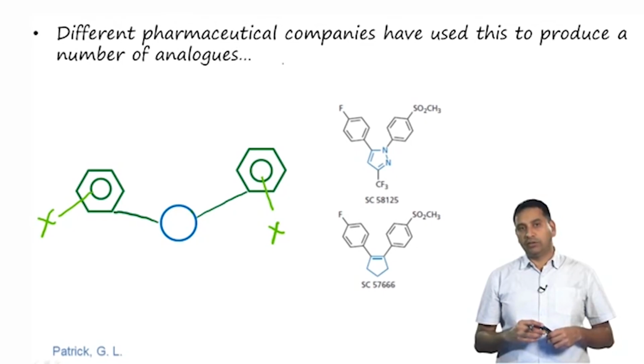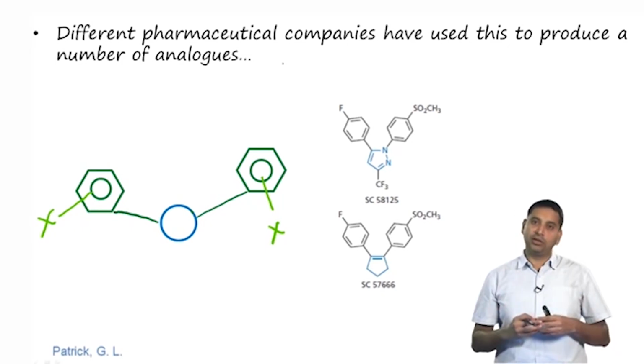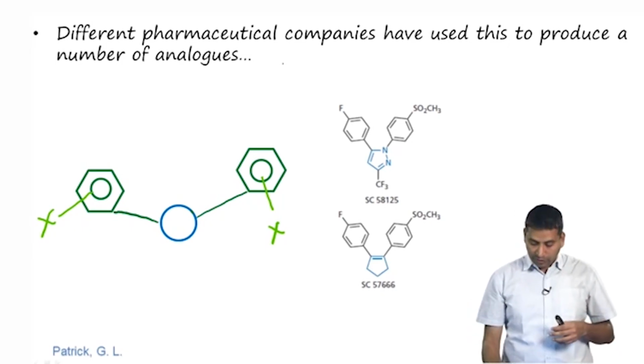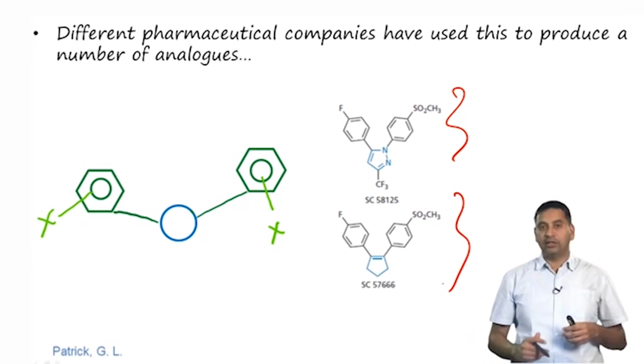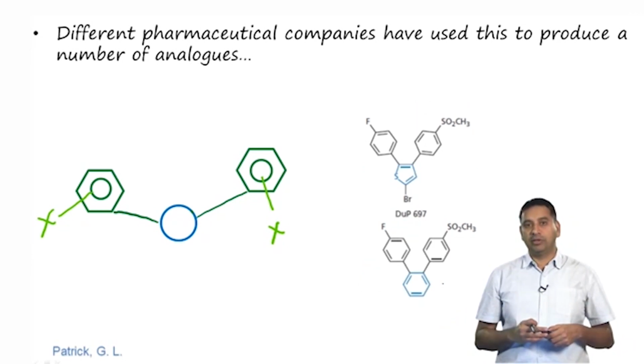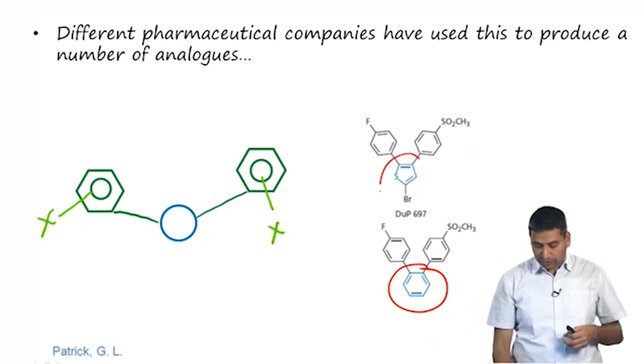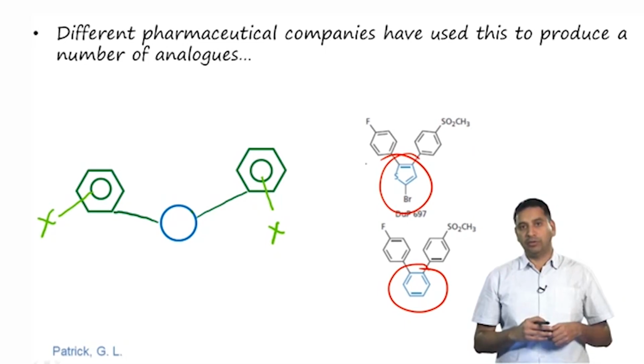So here then various pharmaceutical companies have tried to make various analogues in order to optimize the drug target interaction. So here are a couple of examples over here where this kind of strategy has been employed, and another set of pharmaceutical companies had a different approach, and here they used a benzene ring and they used this thiophene ring, for example, to optimize the interactions.